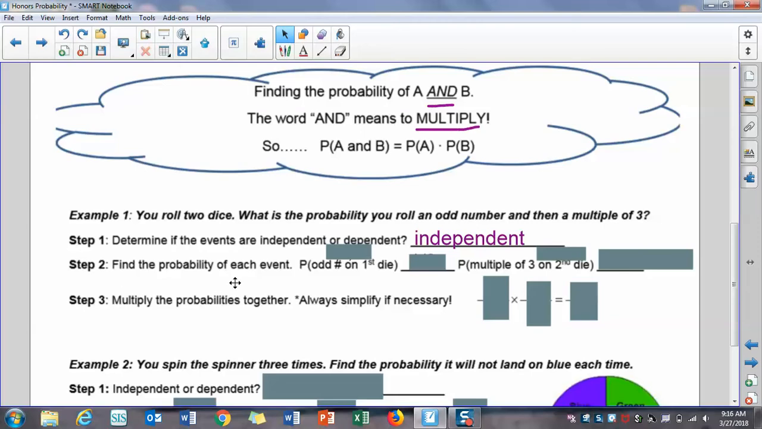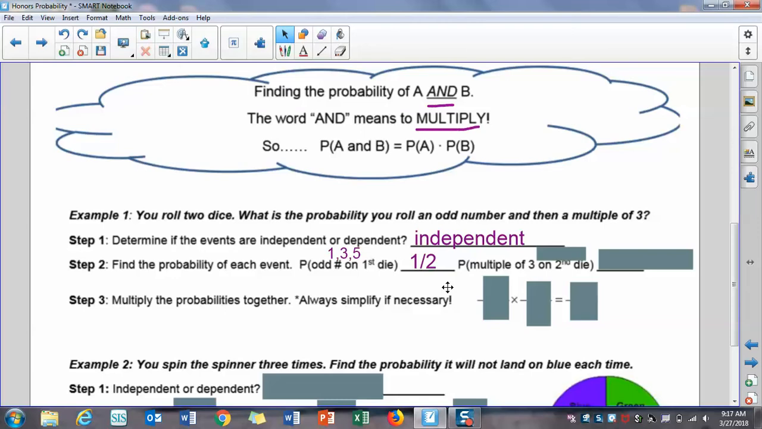Now second, you want to find the probability of each event. So the first thing was rolling an odd number. So our odd numbers are 1, 3, and 5. On a die, there's 6 sides, so that would be exactly half of the options, so 1/2. And again, if you wrote 3 over 6, you always want to simplify before we multiply. That way it's less simplifying at the end.